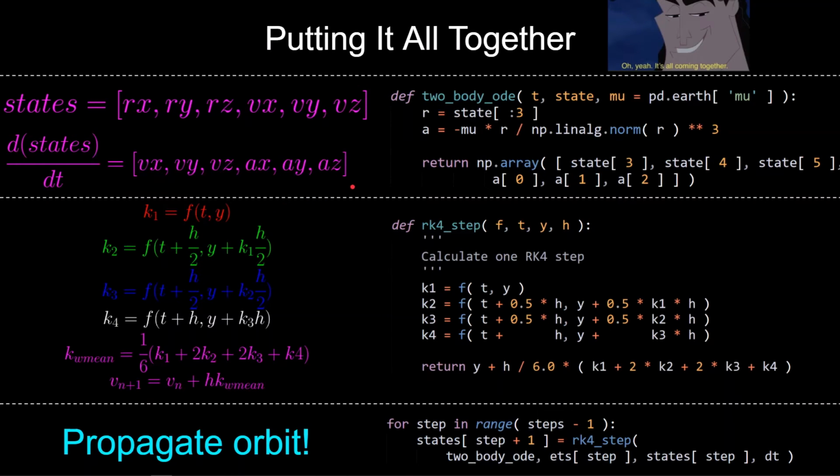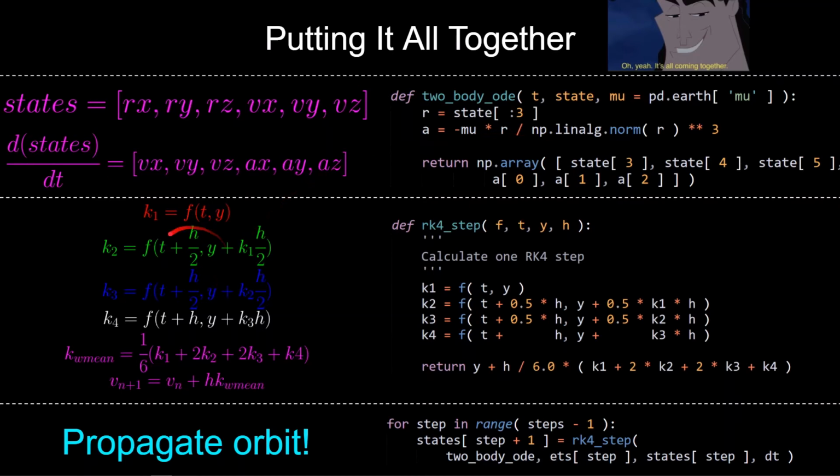And finally, we can start to put everything together in order to propagate an orbit and start making orbital mechanics simulations. So to review, we have our states, which are position and velocity, and the derivatives of our states, which are velocity and acceleration. We create an ODE function in Python that takes in time and state as input and outputs the derivatives of our states.